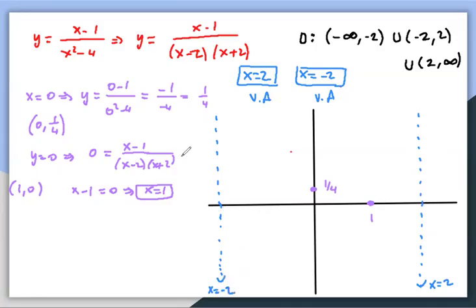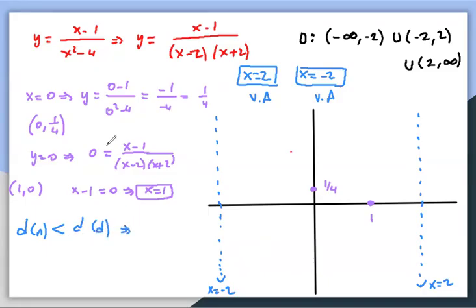Okay, so finding the horizontal asymptote is a bit more complicated. There are a couple of ways, but first things first, we look at the degrees of the numerator. The degree of the numerator is 1 because x has a power of 1. The degree of the numerator is less than the degree of the denominator. The denominator has a degree of 2.